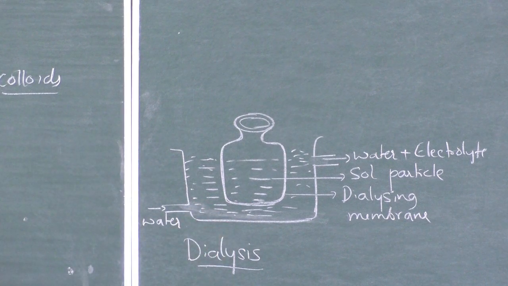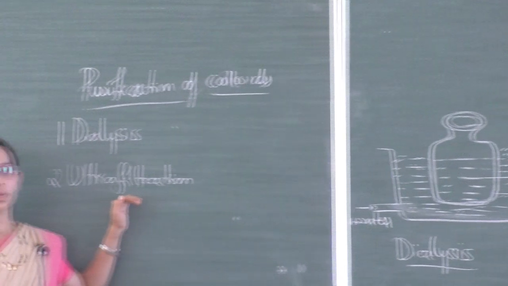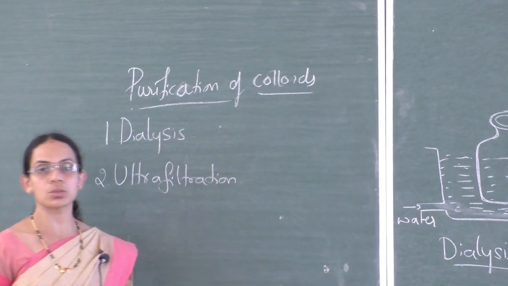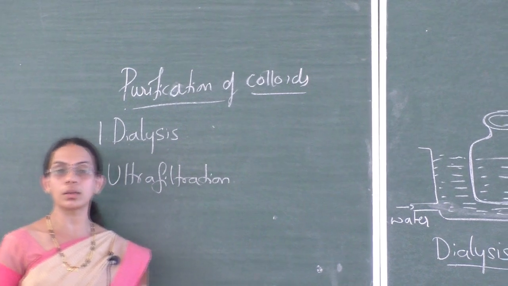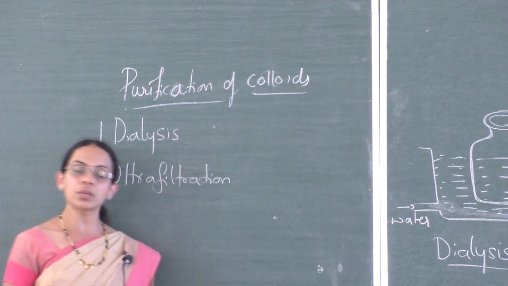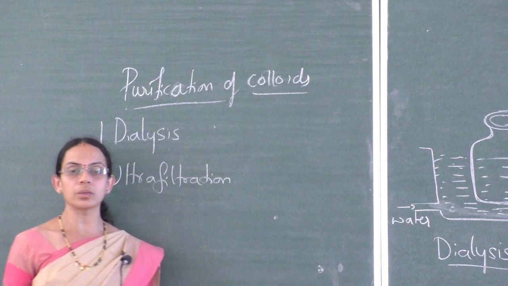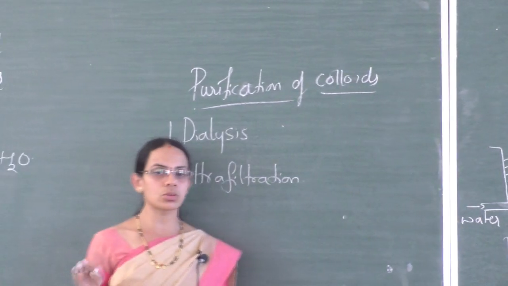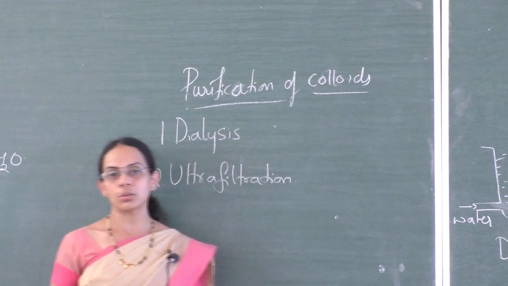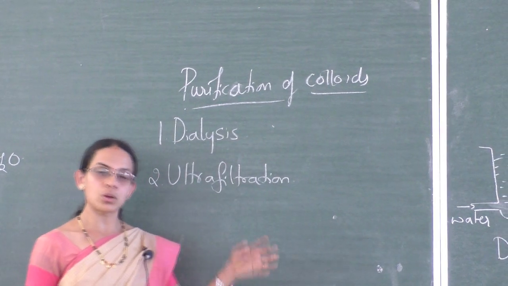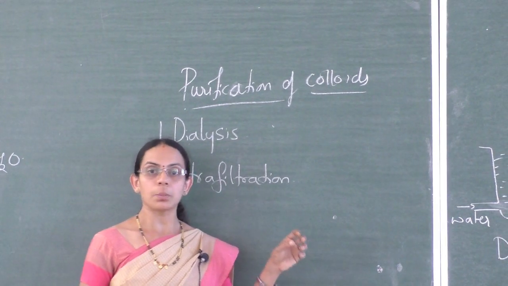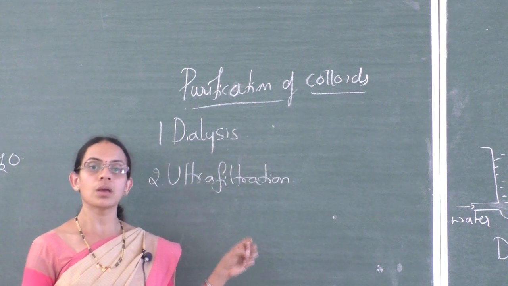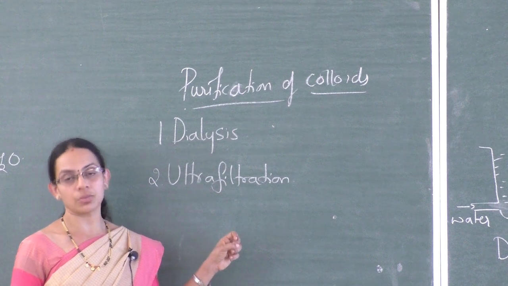And the second method is ultrafiltration. In ultrafiltration, a special filter paper is used, and that is called ultrafilter paper. Ordinary filter paper is permeable to colloidal particles and small ions and molecules. Everything passes through ordinary filter paper because of its large pore size. But if we reduce the pore size of the filter paper, we can use it as an ultrafilter paper.